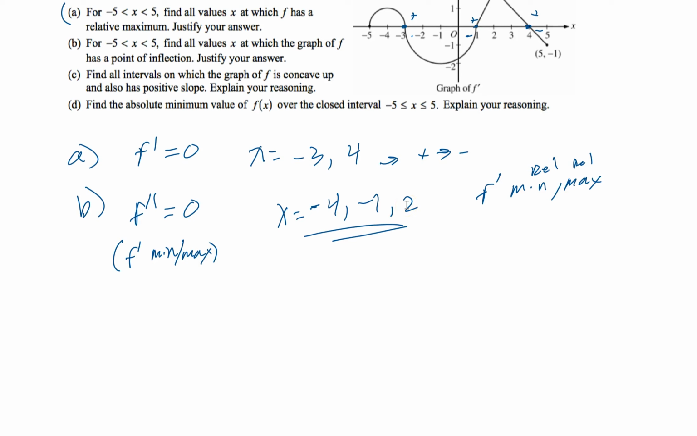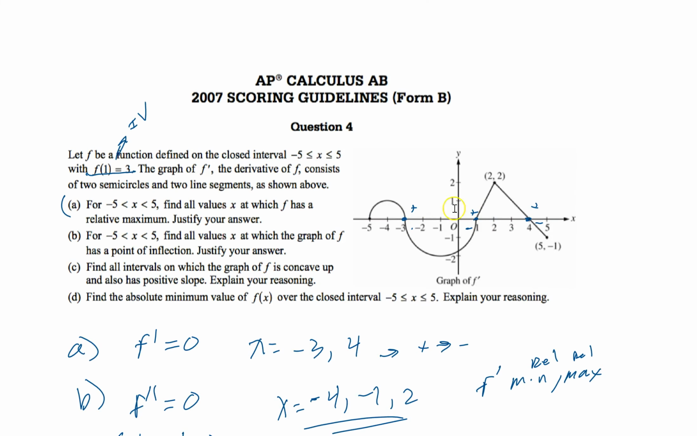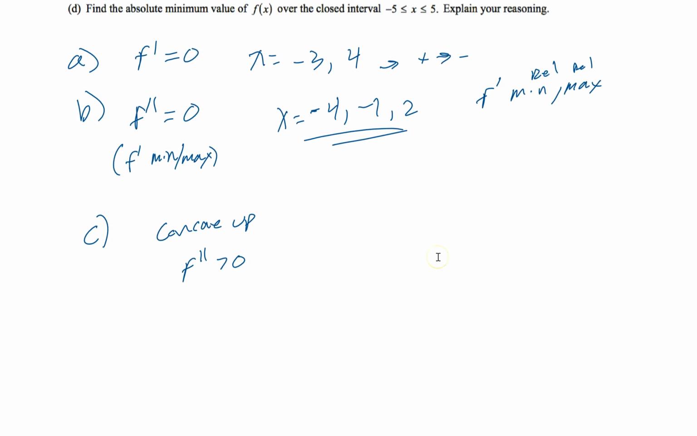So that's B. C, find the intervals on the graph in which f is concave up and also has a positive slope. Explain your reasoning. Ooh, a couple things here. So concave up means the second derivative is greater than 0, sorry, it's positive. Now the problem is, again, I don't have the second derivative, I have the first derivative. So you gotta keep in mind, how do you find that? That's also a way of saying it's the derivative of f prime, so that's where f prime is increasing.